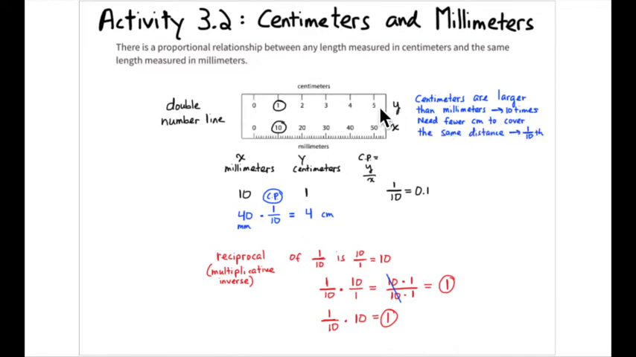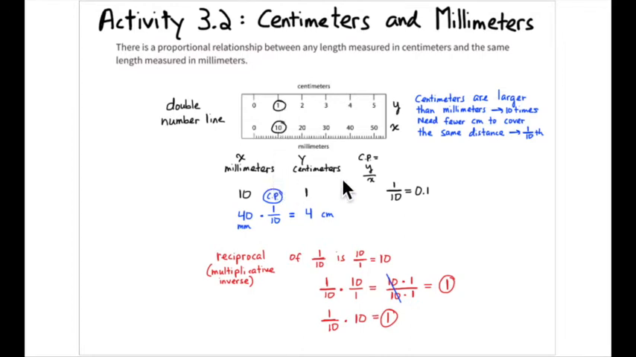So you need fewer centimeters, 5 centimeters, to cover the same distance, 50 millimeters. So this is basically a double number line. And so you can see that the relationship is right here. It's 1/10. So to go from centimeters to millimeters, you multiply by 10. To go from millimeters to centimeters, you divide by 10, or you multiply by 1/10.